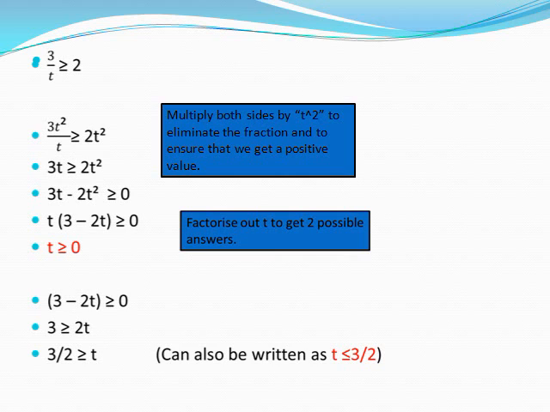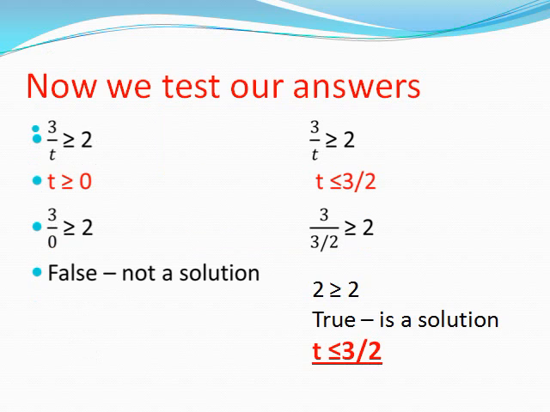When we do this, we end up with 3t minus 2t squared is greater than or equal to 0. We factorize out again, and we get t is greater than or equal to 0, or else 3 minus 2t is greater than or equal to 0, which gives us t is less than or equal to 3 over 2, which is 1.5. Once again, we test our answers.